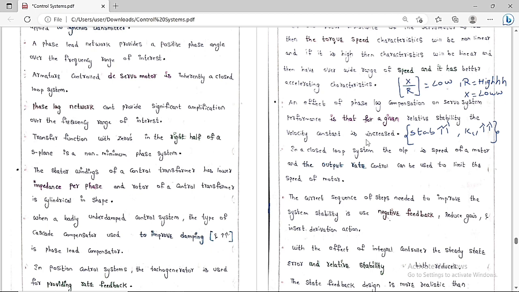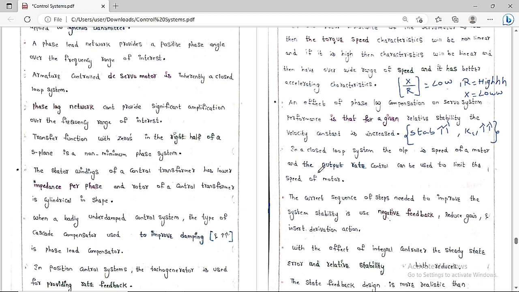Basically, if you are going to use phase lag compensation on the servo system, and you want the stability to increase, then the velocity constant Kv is also going to increase. So in simple words, if you use phase lag compensation on the servo system, as the stability increases, the velocity constant Kv also increases.